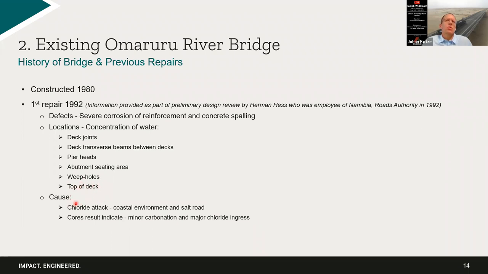The cause was identified at that stage as chloride attack, and it was determined by drilling various cores. The carbonation was only minor at that stage, and chloride was the most severe aspect. They also attributed it to the salt road spillage. As they spray the salt road, they drive. They don't stop the spray when they get to the bridge. They just drive over, and sometimes they don't stop in time, or they just spray as they go over the bridge.